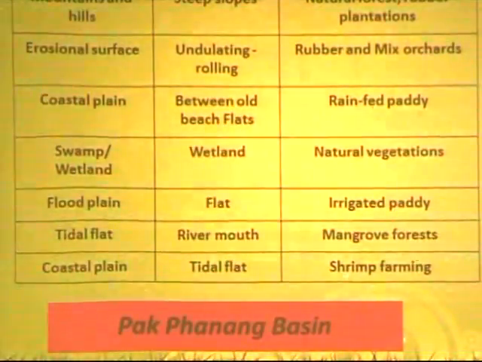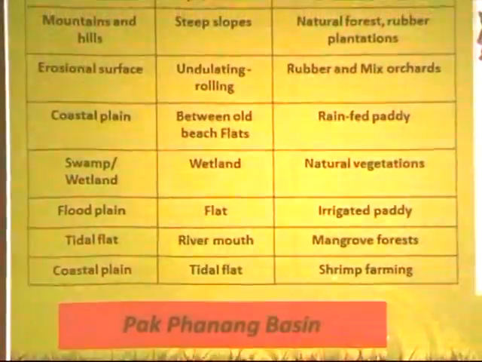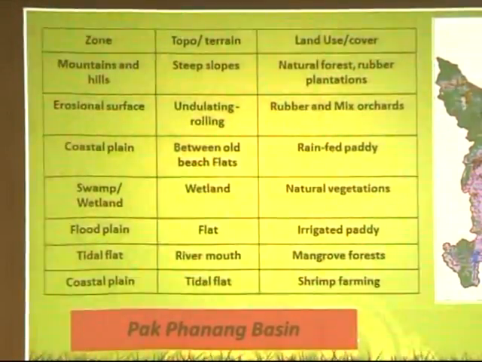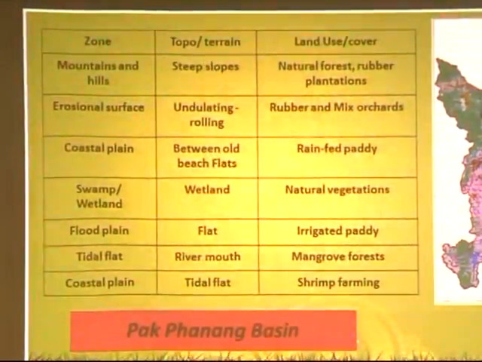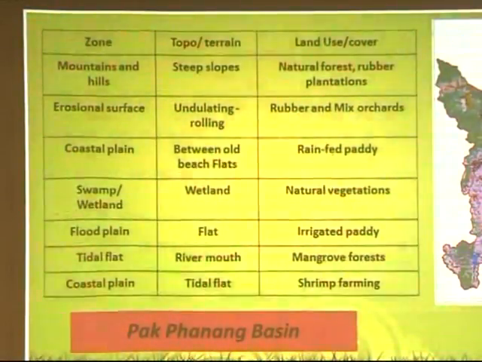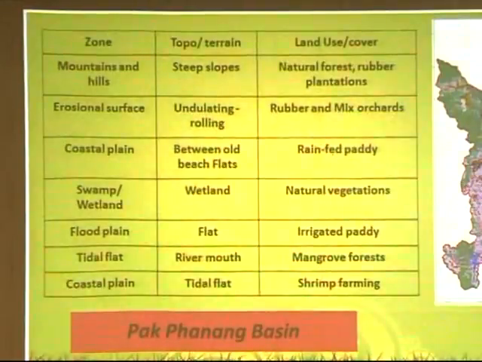Conclusion. Topology or terrain can be grouped into six to seven significant groups. The steep slope of upper watershed is covered with tropical forests. The foot slope areas are used for rubber and mixed orchards, and then land use in the coastal plain between the two old beach ridges was mainly natural vegetation and rain-fed paddy.